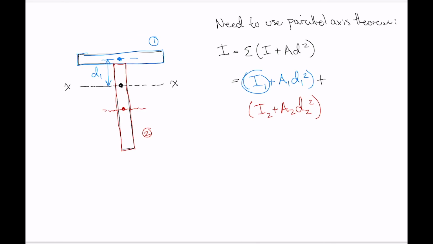And then in our second term, I2 is the moment of inertia of shape 2 about its horizontal centroidal axis. A2 is just its area, and D2 squared, or distance D2, is again the distance between the centroidal axis of the whole cross-section and the centroidal axis of the shape that we're considering. So this would be D2 there.